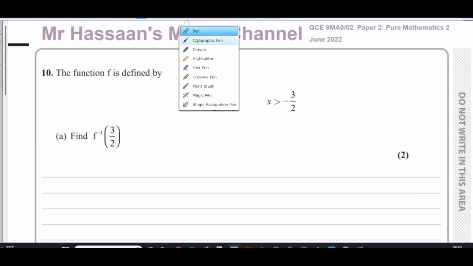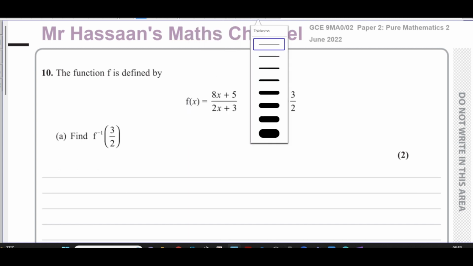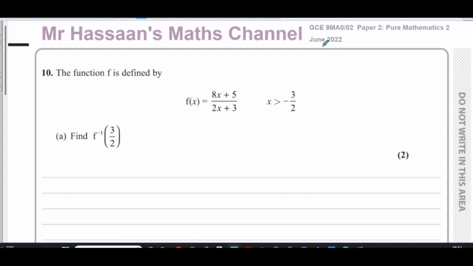I'm now answering question number 10 from the June 2022 GCE UK A-level paper 9MA02. This is paper 2 from that syllabus, and this question relates to P3 in the international A-level syllabus. This is what I'm teaching and I prepare my students for. I'm taking questions from this syllabus that relate to the international A-level. They're very much similar actually, but this is in P3 of the IAL.